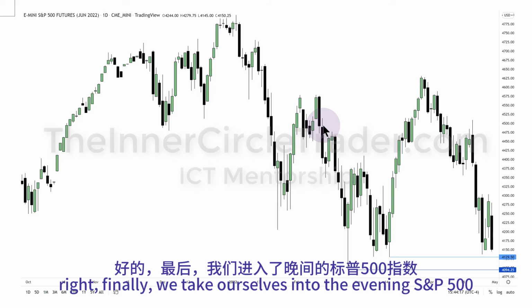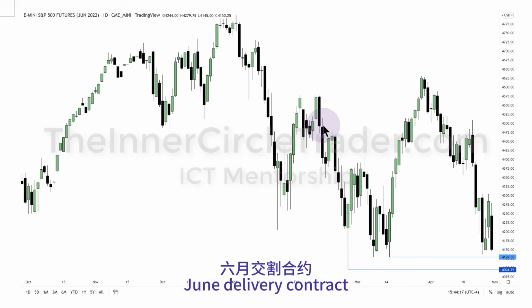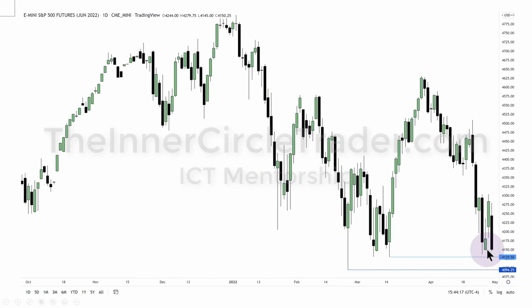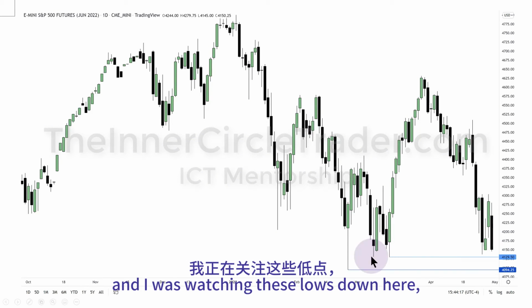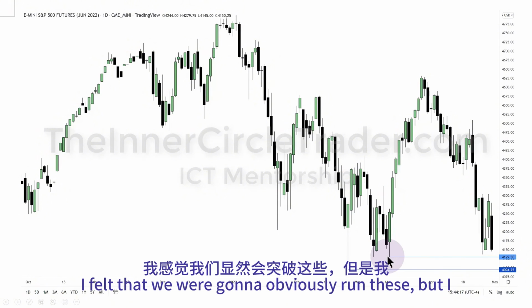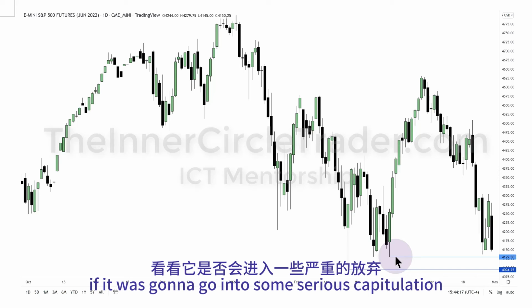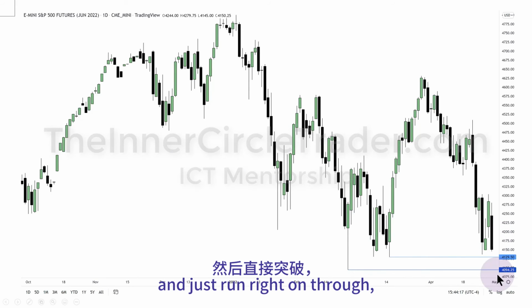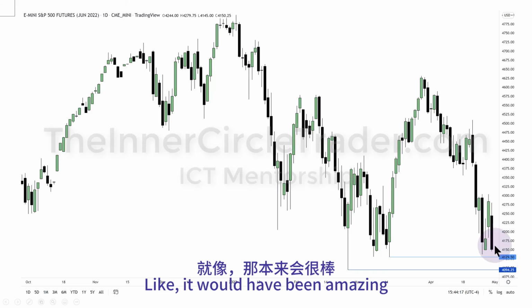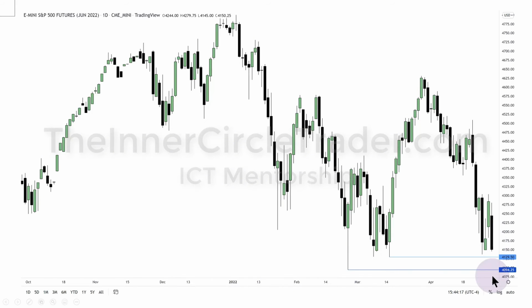All right, finally we take ourselves into the evening S&P 500 June delivery contract for 2022. And here's the daily chart. And at the time of this screen capture, I was watching this low and I was watching these lows down here. I felt that we were going to obviously run these, but I was watching to see if it was going to go into some serious capitulation and just run right on through, which would have been amazing. It would have been amazing to see that run right there. But we were aiming for these initially, so that's the objective intraday.